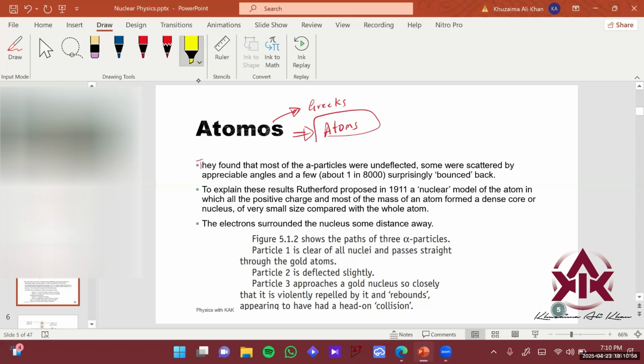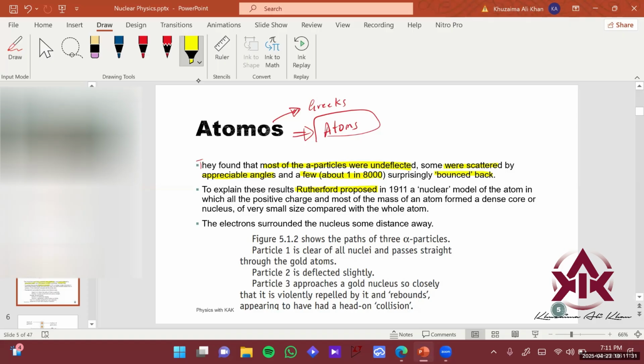They found most of the alpha particles were undeflected, that is, they went through, right? Some were scattered by appreciable angles, okay, and a few, that is 1 in 8,000, bounced back, right? So we have three observations here, which were explained before. To explain this, Rutherford proposed a new model of atom, right? How should the actual model of atom look like? It's not a plum pudding with electrons as sprinklers on top, right?